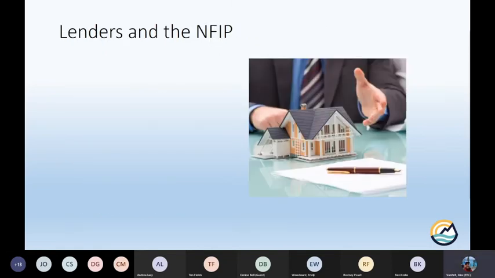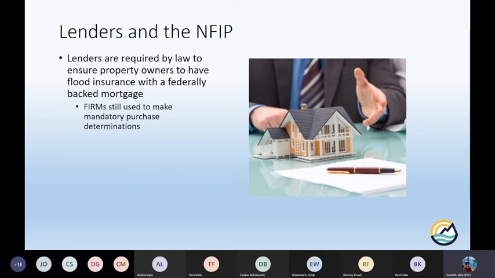For lenders, where this is going to be important is, again, they're still going to be required by law to do mandatory purchase. So they're still going to be using the floodplain maps. That's not changing. If you're in the 1%, they're still required by law to make you carry insurance. They can still require flood insurance at any time.